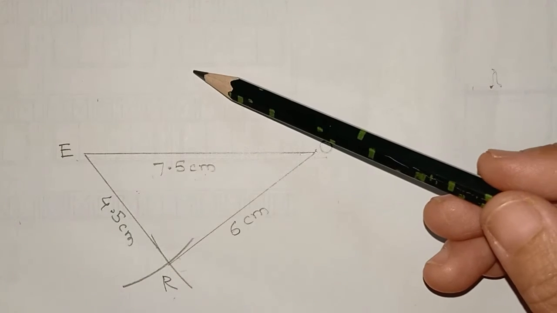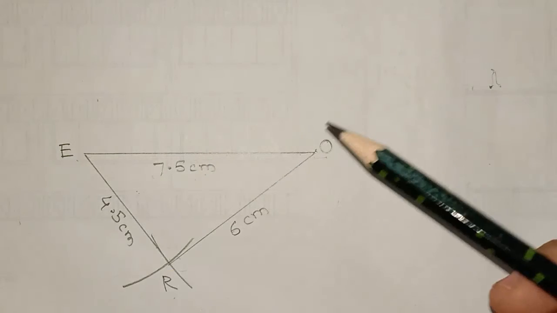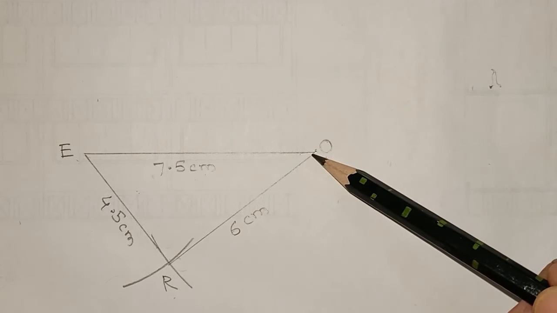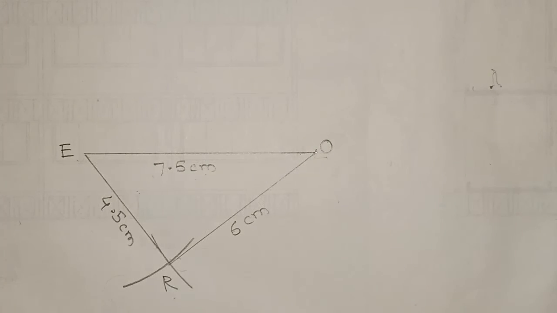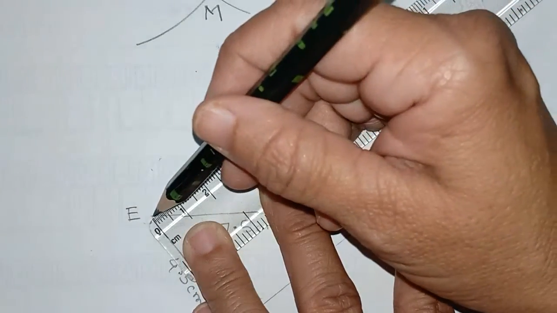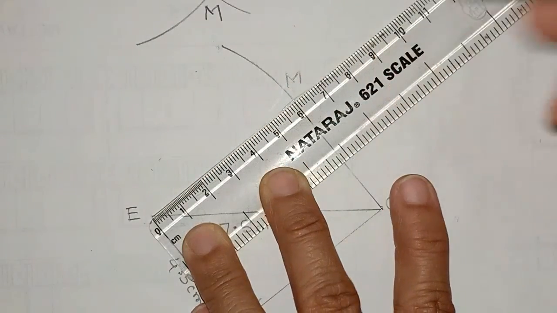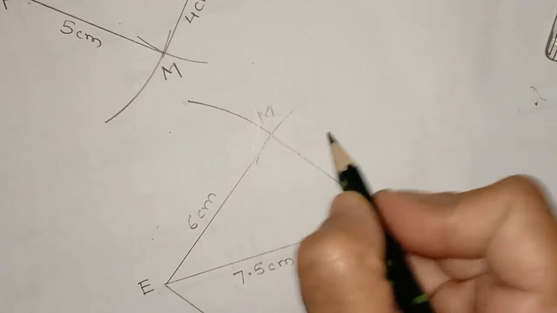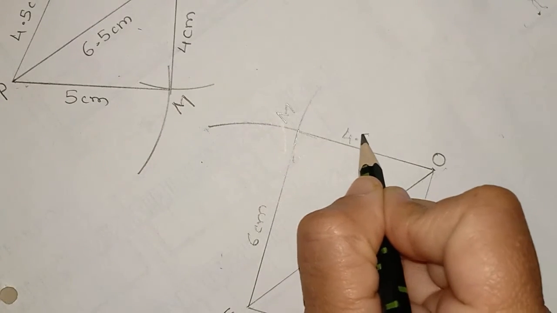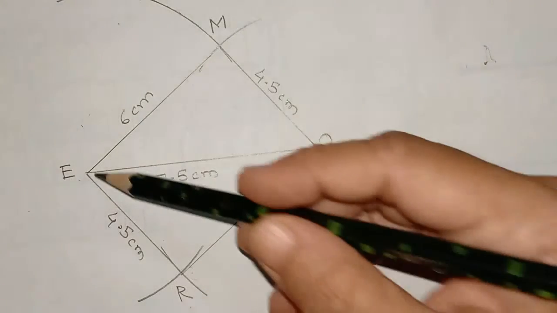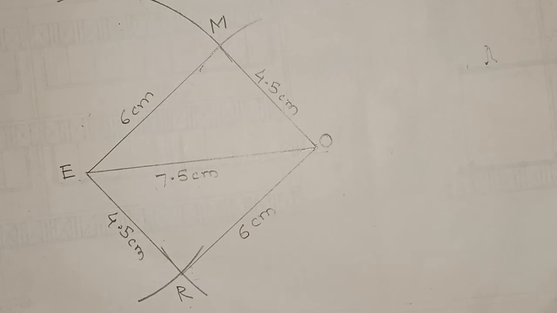Now let's draw the point M. So from E we have to draw an arc of 6 centimeter, and from O we have to draw an arc of 4.5 centimeter. Now if you notice, see, this is exact 6 centimeter EM. So let's write the dimension. So this way we have drawn a parallelogram named MORE. Let's move towards question number 4.